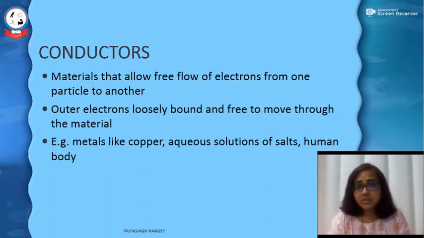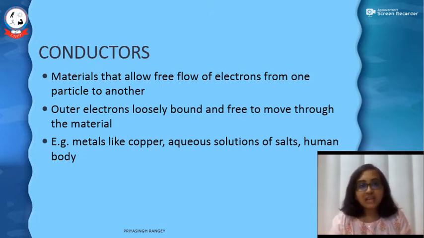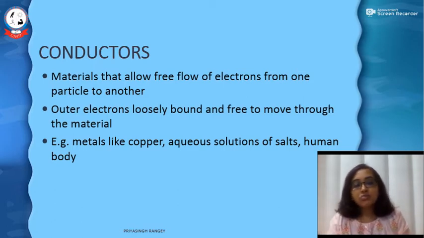Conductors are basically materials that allow free flow of electrons from one particle to another. So there is lesser resistance to the flow of electrons in these materials. These materials easily allow the electrons from their valence orbitals to move out of the orbits and to move about freely within the conducting material.